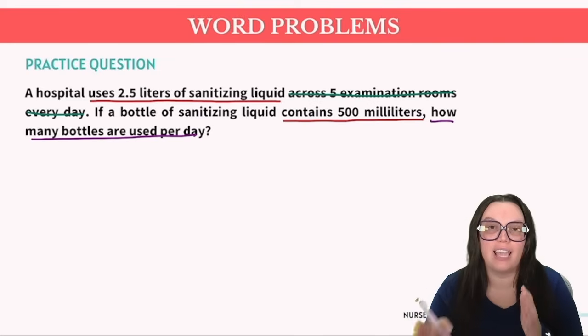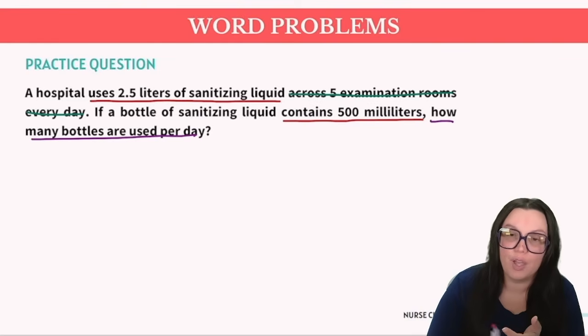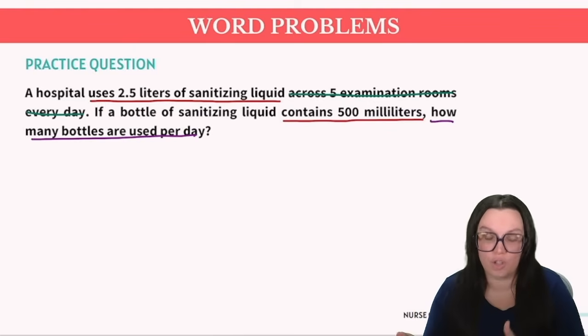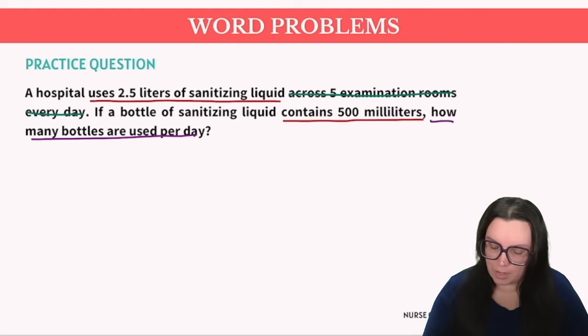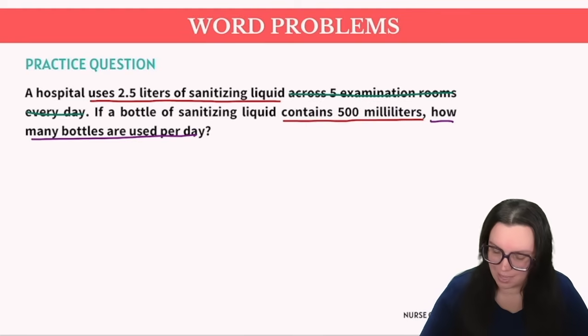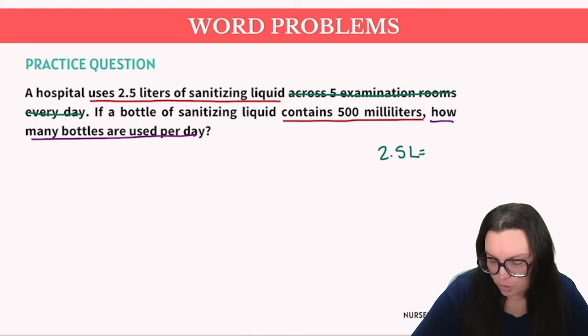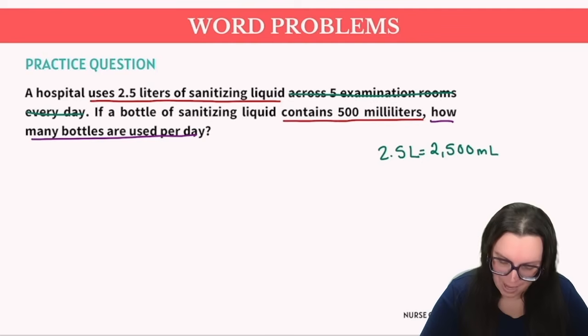So the very first thing when we're looking at this problem is that we have liters and we have milliliters. So we're going to have to convert our liters to milliliters in order to solve this equation. So again, if you haven't watched the metric conversions, I highly recommend that you watch it so this makes sense. So 2.5 liters is equal to 2,500 milliliters. So now we're just going to plug and play.